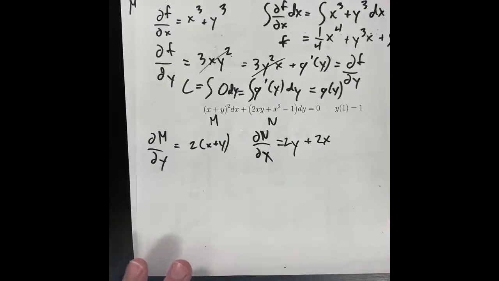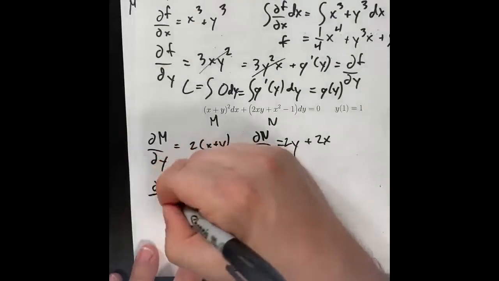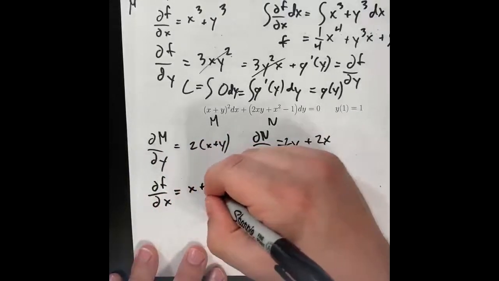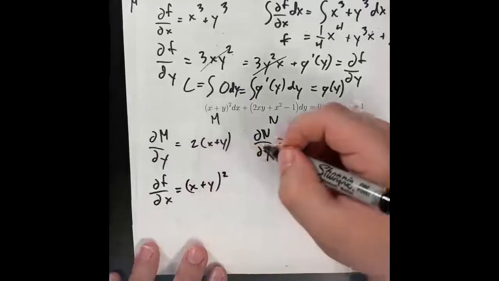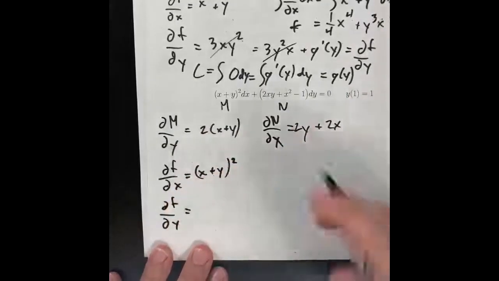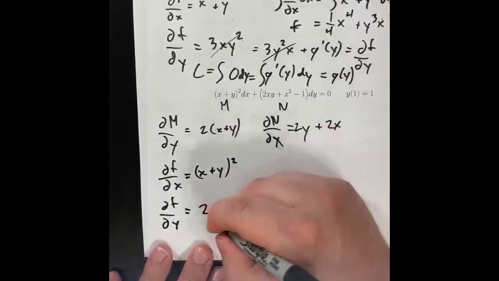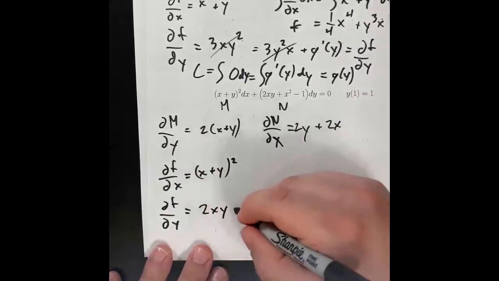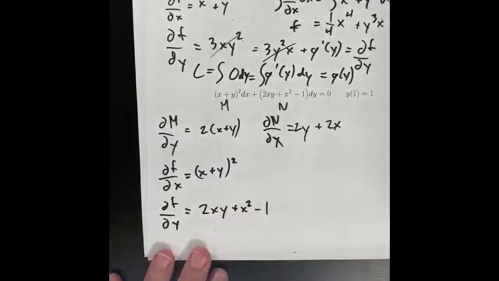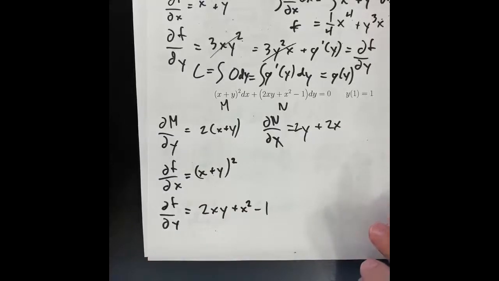So we have our two equations now. We know that the partial of f with respect to x equals x plus y squared, and the partial of f with respect to y is this other term here, so it's 2xy plus x squared minus 1. All right, so let's do the opposite way this time.